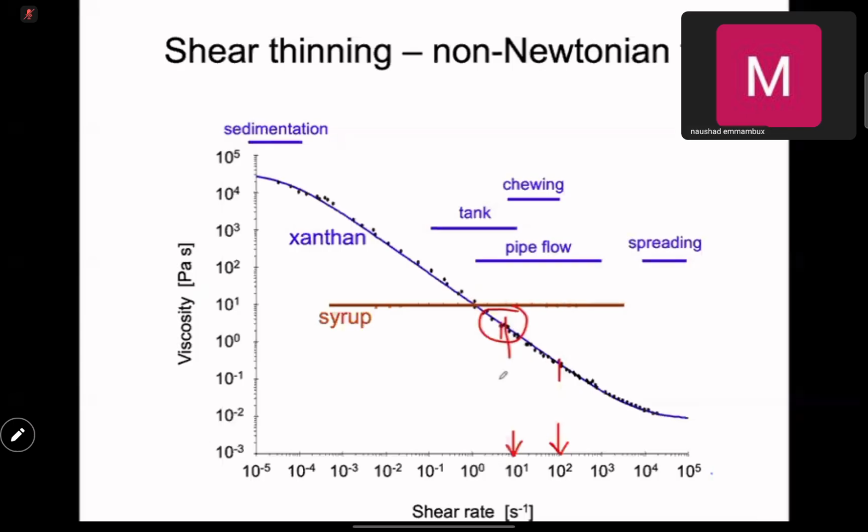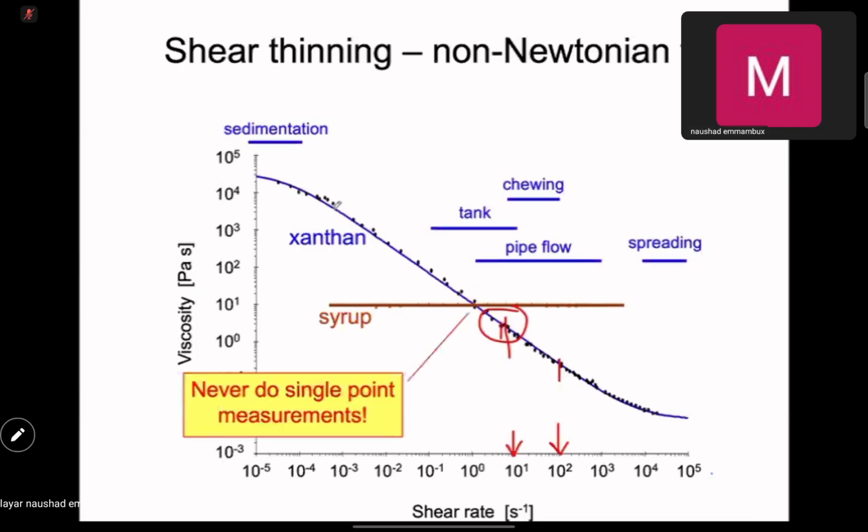That's an example. So the idea here, between Newtonian and non-Newtonian, is that we never do a single measurement. Because if you look at syrup here, it's 10 to the power 1, which is 10 Pascal second, at shear rate 10 to the power of 0, which is 1. At shear rate 1, it's 10 Pascal second, as well as xanthan. But if you look at lower shear rate, xanthan is far higher than syrup. And if you look at higher shear rate, xanthan is far lower than syrup.